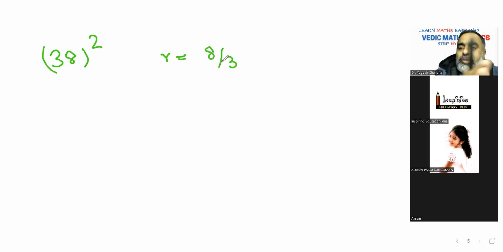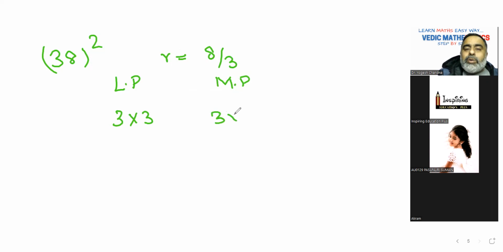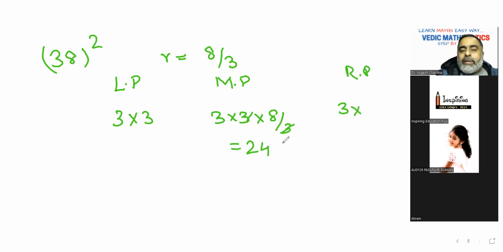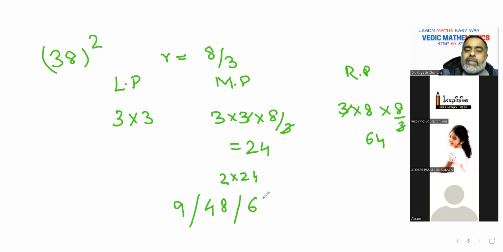Means you have to show the full procedure. Left part would be A square. So that is 3 into 3, 9. Middle part is 3 into 3 into 8 by 3. So this would be 24. And right part would be that 24 into 8 by 3, so 64. And while calculating, we take 2 into 24. So 9, 48, 64. That gives me 4, 4, 48 plus 6 is 54. 5 goes there.